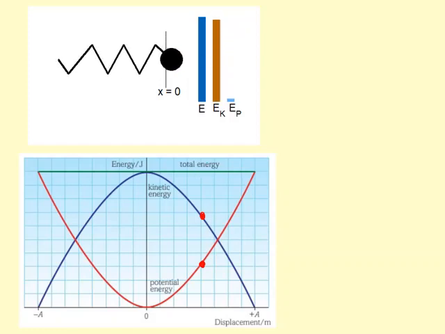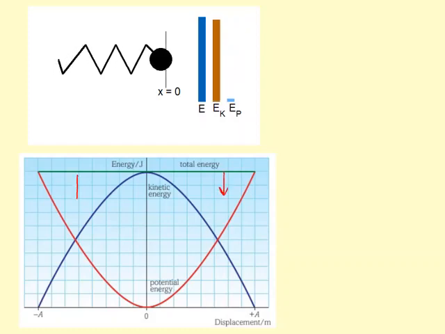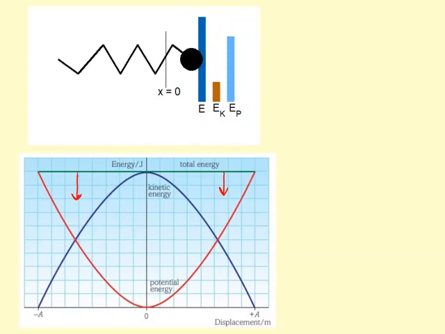If there was resistance in this, resistive forces in this diagram, then the total energy will decrease, so the bar would come down. That's because a lot of the energy is being turned into thermal energy. Of course, energy is still conserved, it's just being turned into thermal energy.